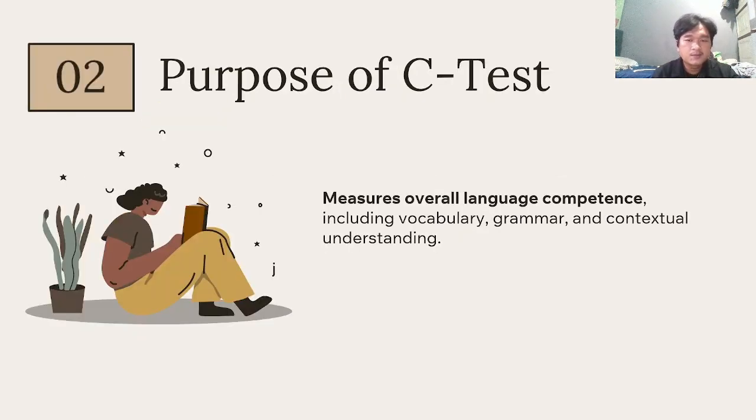Next, the purpose of the C-test. The purpose of the C-test is to measure overall language competence, including vocabulary, grammar, and contextual understanding. The primary purpose is to evaluate a learner's language proficiency in a contextual manner. Unlike traditional tests that may focus solely on isolated vocabulary or grammar, the C-test assesses how well learners can use language in context. This approach helps educators identify specific areas where learners may need improvement and provides insight into their overall language skills.